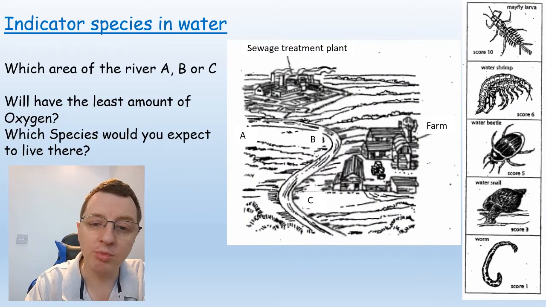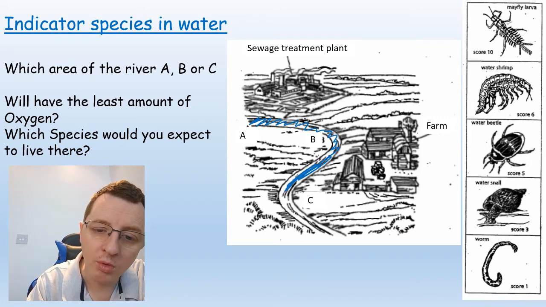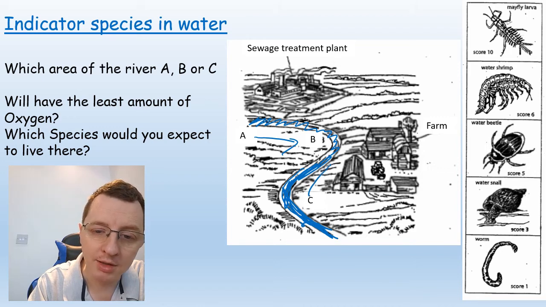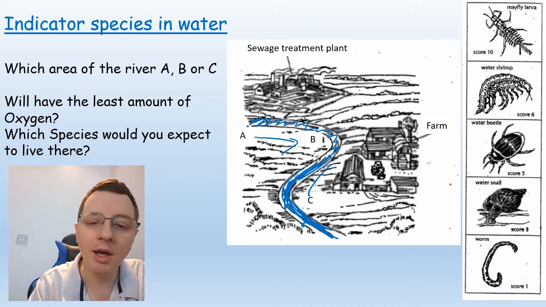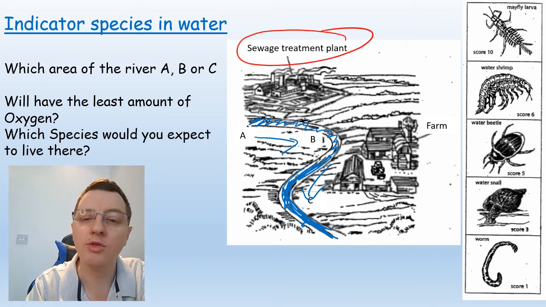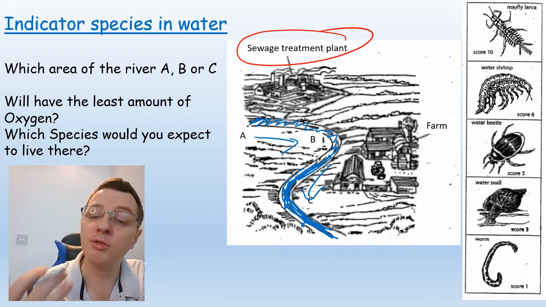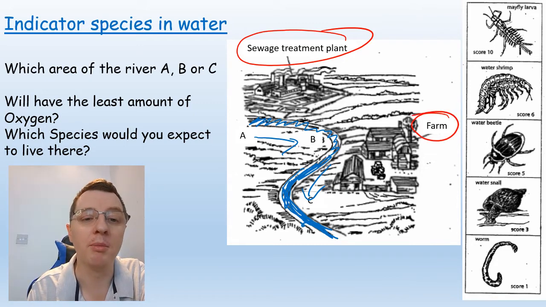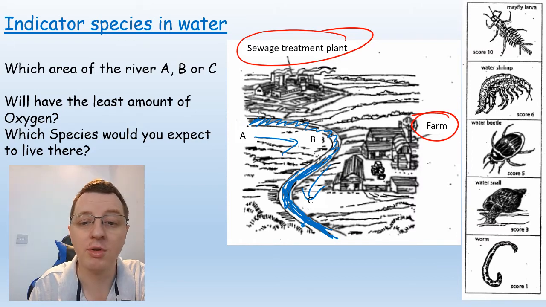So if we have a look at this water system here, and I'll just make it easier by colouring the waterway blue very quickly so you can see it travelling down here. So here is our waterway, or our river and stream, travelling from A to B and then from B to C. And as the river is travelling, it passes two different areas. It passes a sewage treatment plant after A but before B, and after B but before area C we have a farm. So which area of the river, A, B and C, is going to have the least amount of oxygen? Which species would you expect to live there?